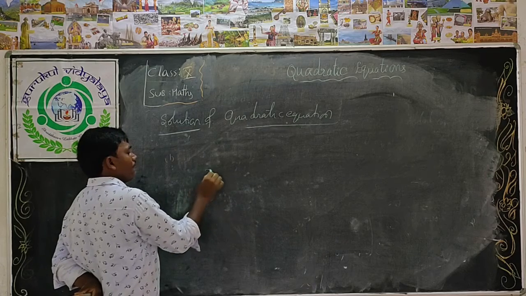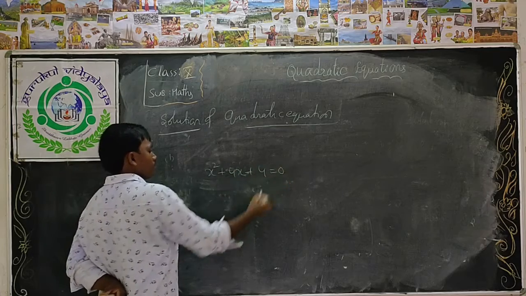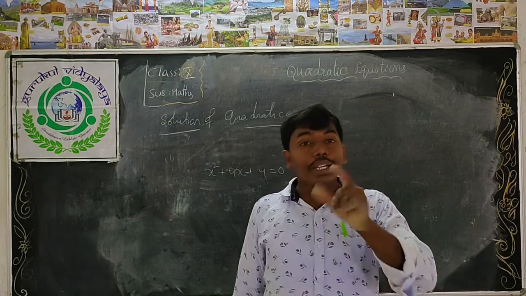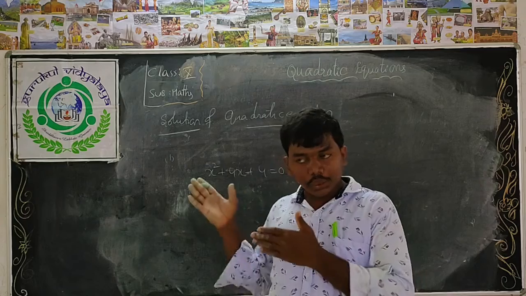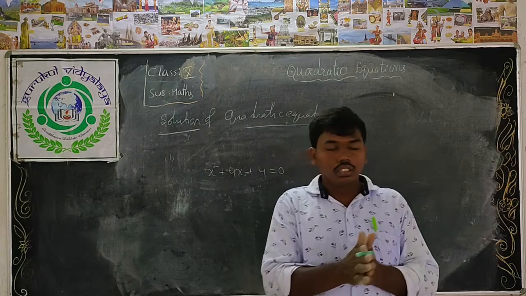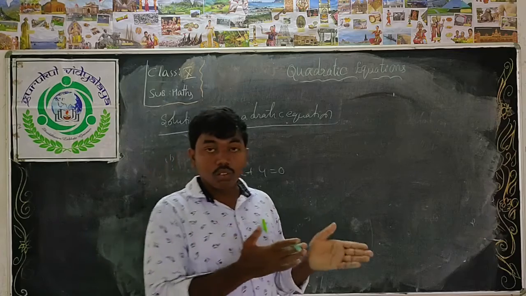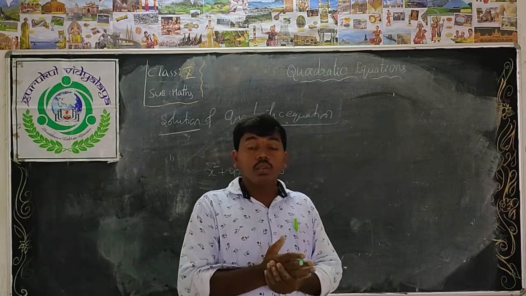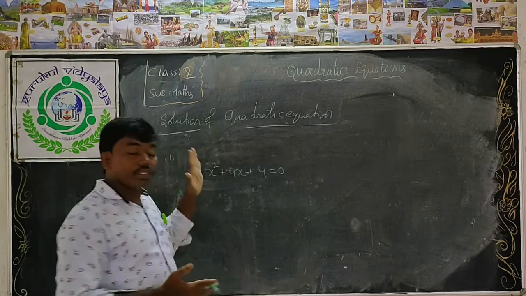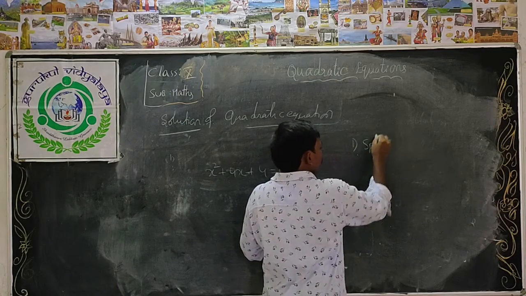For example, x square plus 4x plus 4 is equal to 0. Okay, now I will solve one quadratic equation by splitting method. We have different methods. This is splitting method, and we can solve the quadratic equation by completing square method, and we have one formula, that is x equal to minus b plus or minus square root of b square minus 4ac by 2a, that is the quadratic formula method. We have three methods in this chapter. The first method is splitting method.